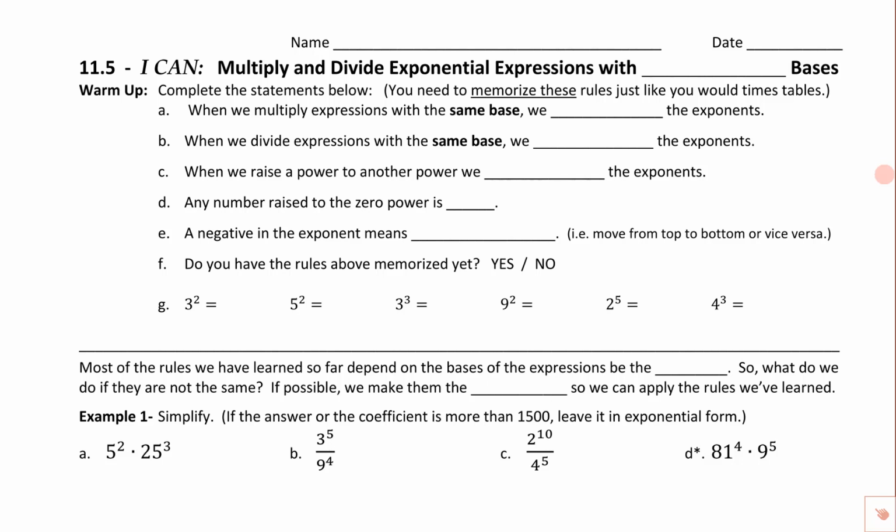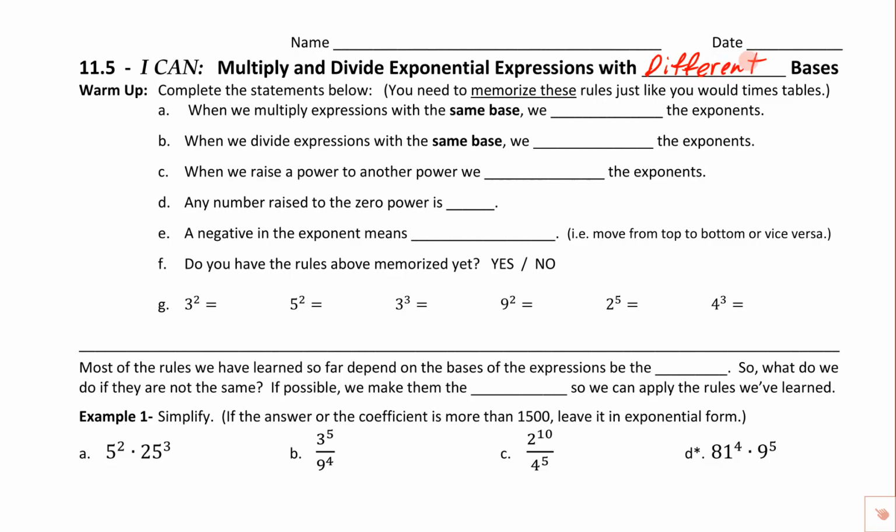Well, I told you we weren't going to learn any new rules in this unit, but we are going to learn how to apply them to different situations, and that's going to happen today. So the I can statement for 11.5 is I can multiply and divide exponential expressions with different bases. So write the word different right here.